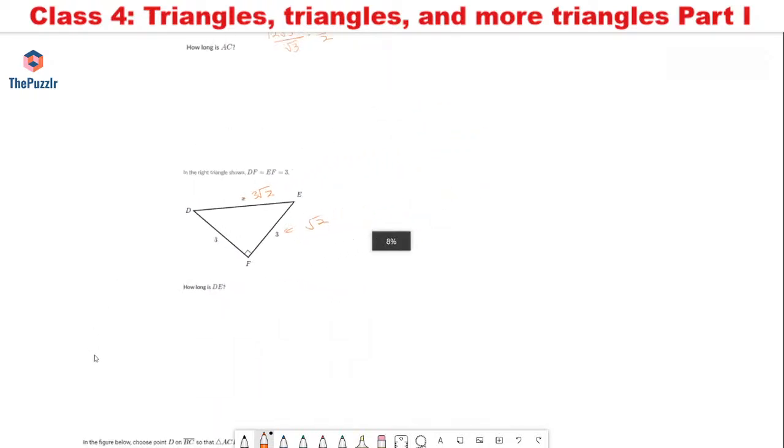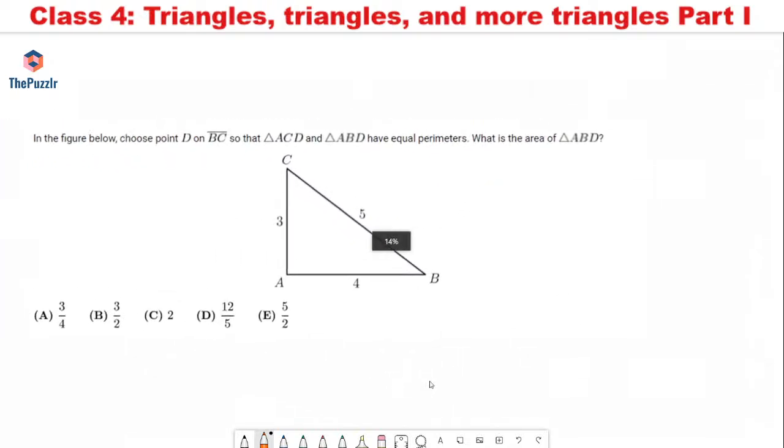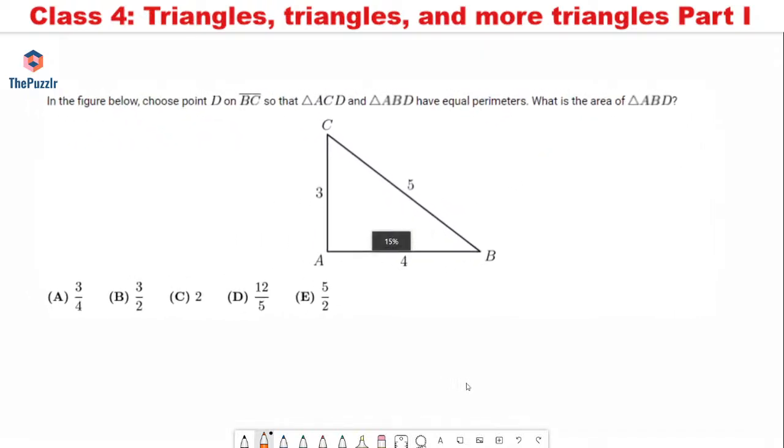And you'll get how it works. Okay, I think this is our last problem for the day, and this is actually not going to be solved using what we did today. It's actually a prelude to next week's class, right? So it's just about what we'll learn next week. This is not the hardest thing that we'll learn next week, just one of the things, how to solve a problem like this. And this is, I believe, from an AMC8 test, and it's number 16. In the figure below, choose point D on BC so that triangle ACD and ABD have equal perimeters. What is the area of triangle ABD?